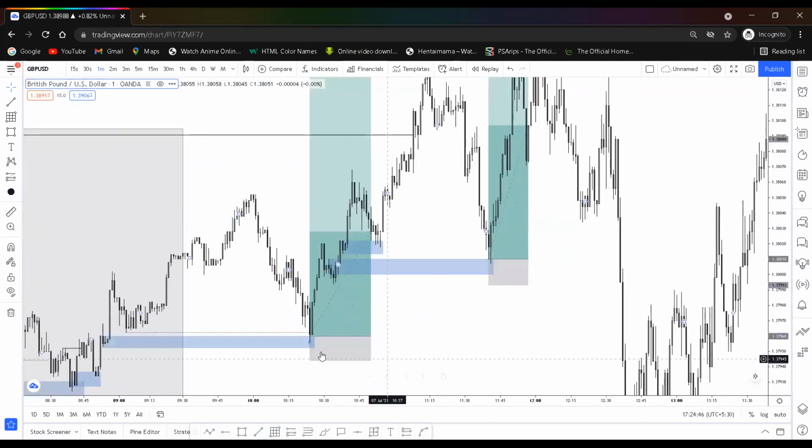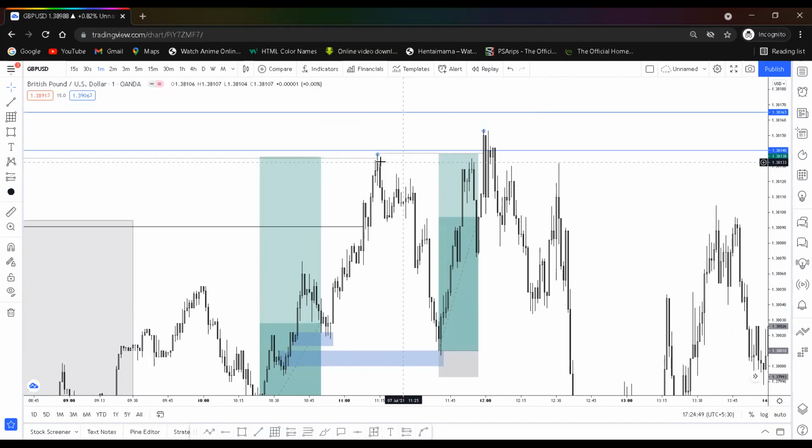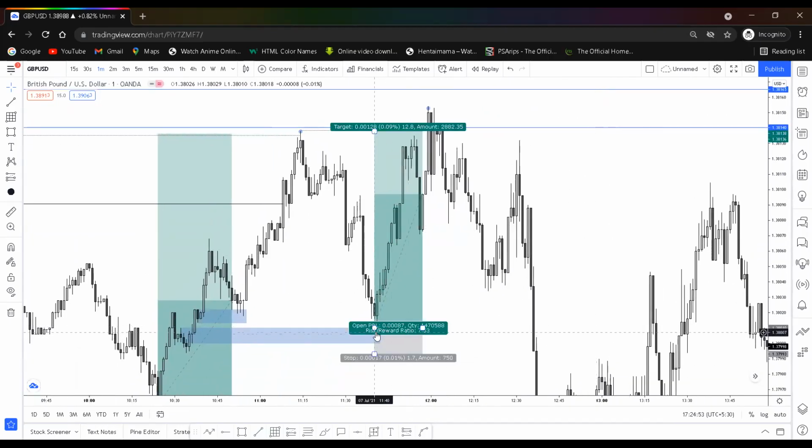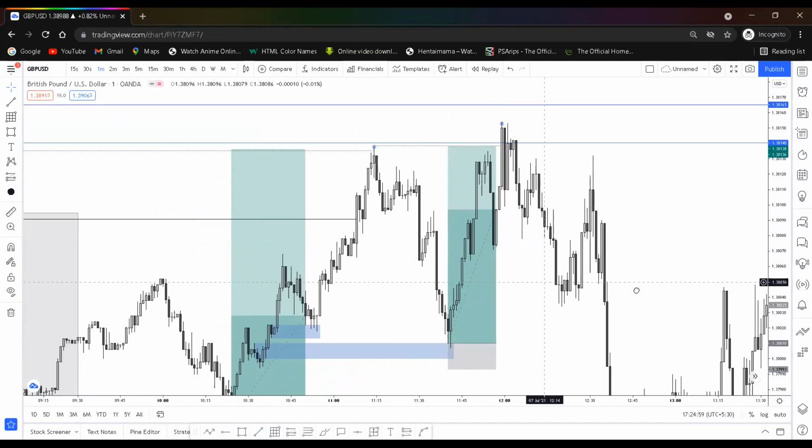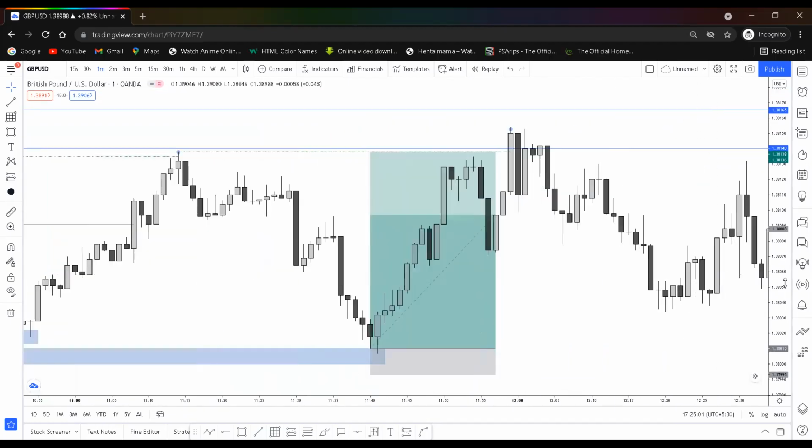So now the major structure on the 1 minute was this: lows, highs, higher lows, higher highs, and that's why I said we must wait for this to break for a confirmation. You get that? And now this is what we would expect.